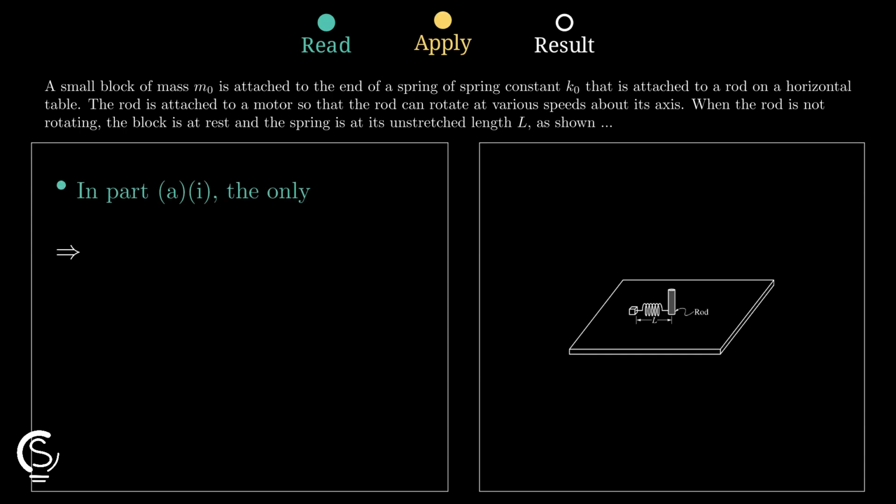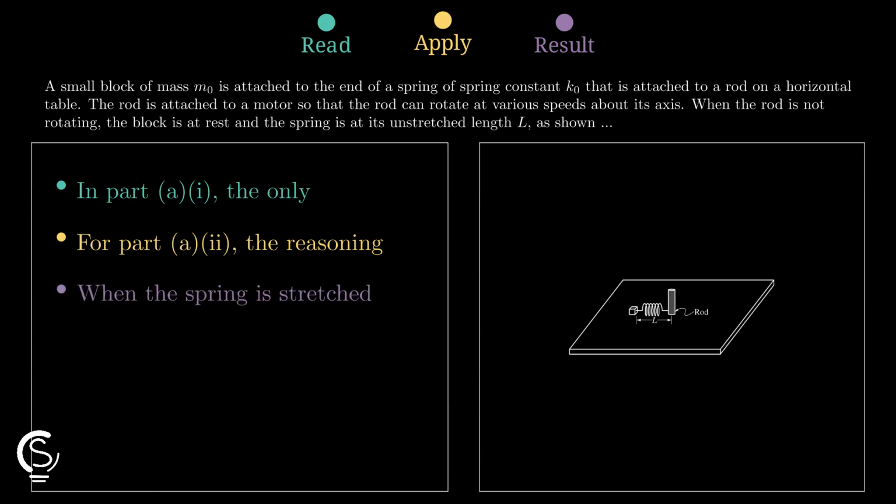For part A2, the reasoning is that the spring force depends on the amount of stretch. A greater stretch produces a greater restoring force. D sub 2 is greater than D sub 1. The force exerted by the spring at t equals t sub 2 is greater than at t equals t sub 1.